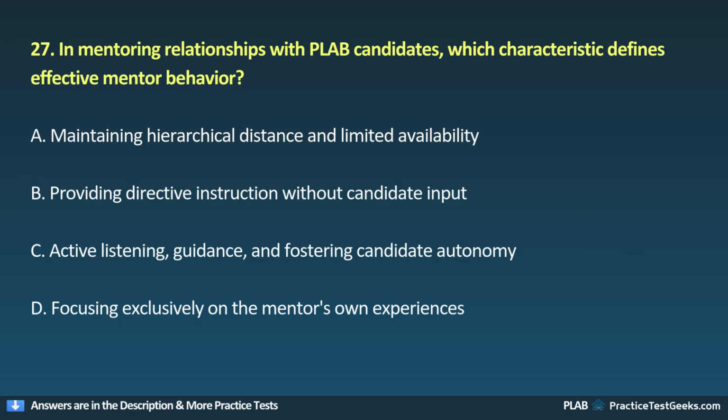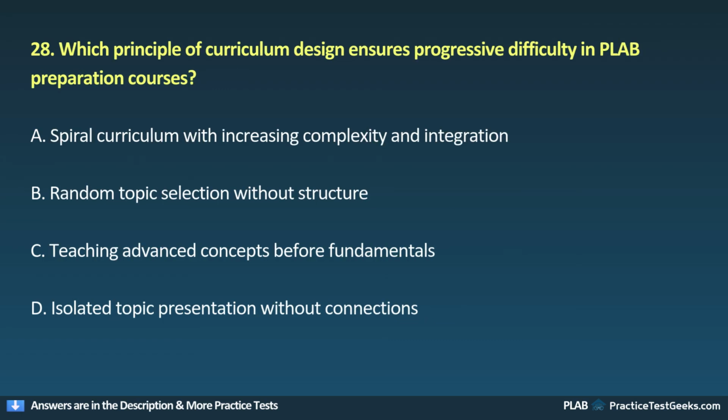27. In mentoring relationships with PLAB candidates, which characteristic defines effective mentor behavior? A. Maintaining hierarchical distance and limited availability. B. Providing directive instruction without candidate input. C. Active listening, guidance, and fostering candidate autonomy. D. Focusing exclusively on the mentor's own experiences.